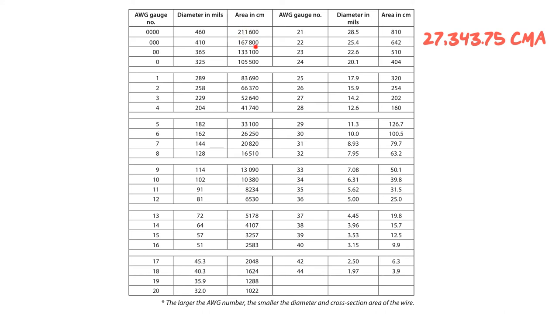So that's too big, that's too big, 105,500 is too big, and so on, until this is too small. So it looks like we'd go to this size here because we're going to size up, but there isn't actually a number 5. We stick with even numbers when we are dealing with our American wire gauge size in the field. So instead of going to a number 5, we'll go to a number 4. A number 4 wire would be able to handle everything that this wire here needs it to handle. And that is how you calculate CMA for a conductor.